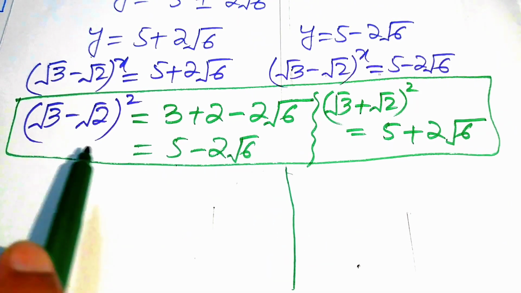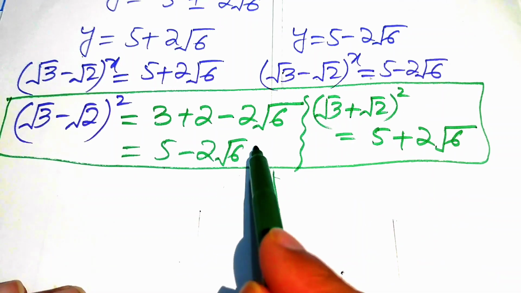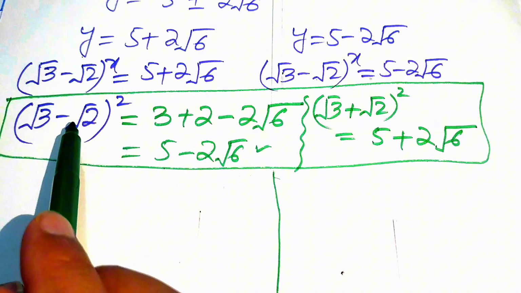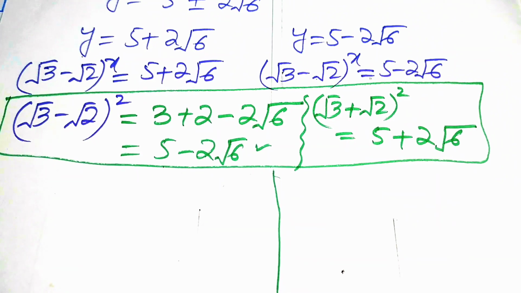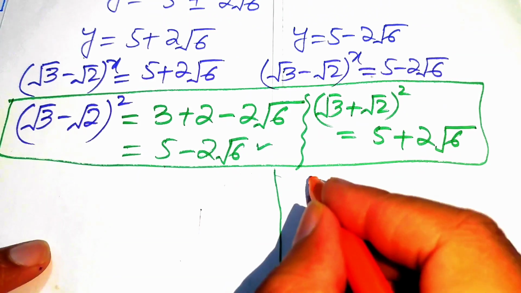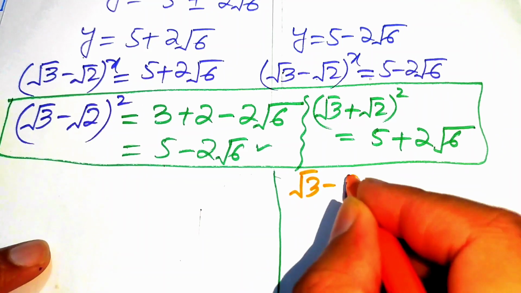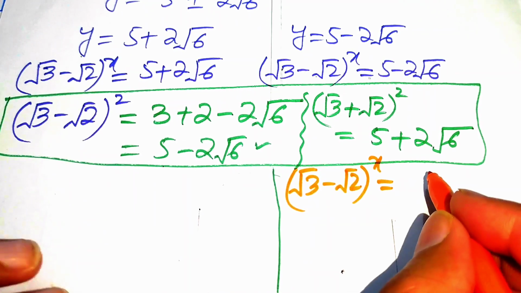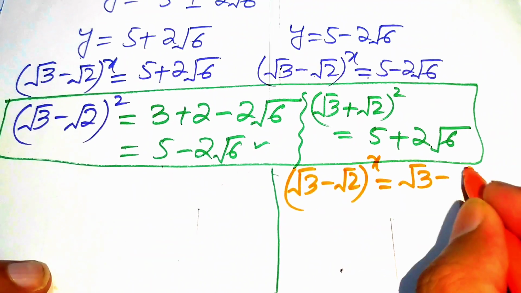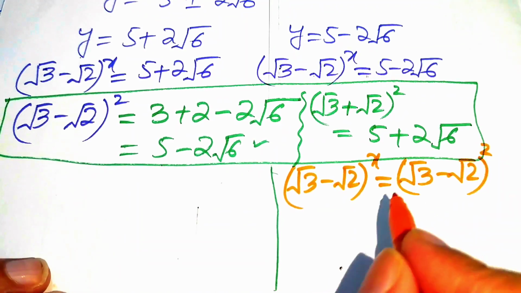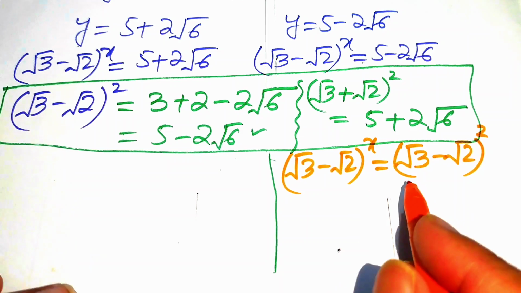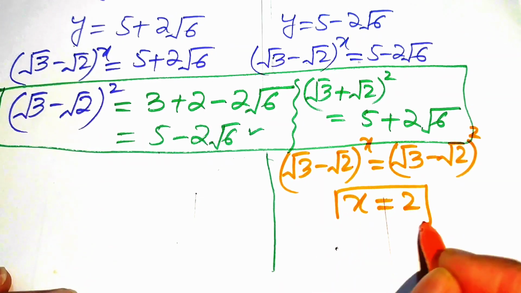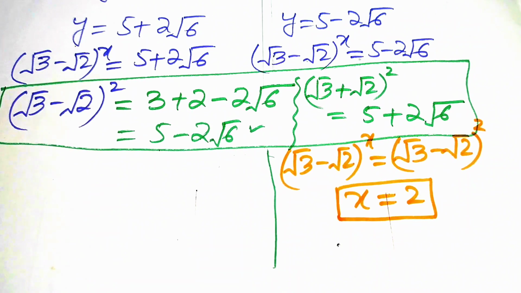Here in this case we use this value because 5 minus 2 times square root of 6 equals the square of this value. So it will be square root of 3 minus square root of 2 and its whole power x equals square root of 3 minus square root of 2 and its whole square. You see that the bases on both sides are the same, so we equate the exponents and we get x equals 2. So this is the first solution of the given equation.